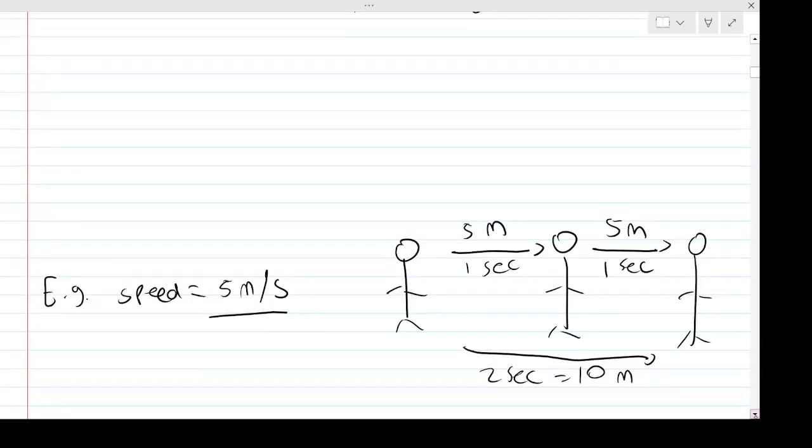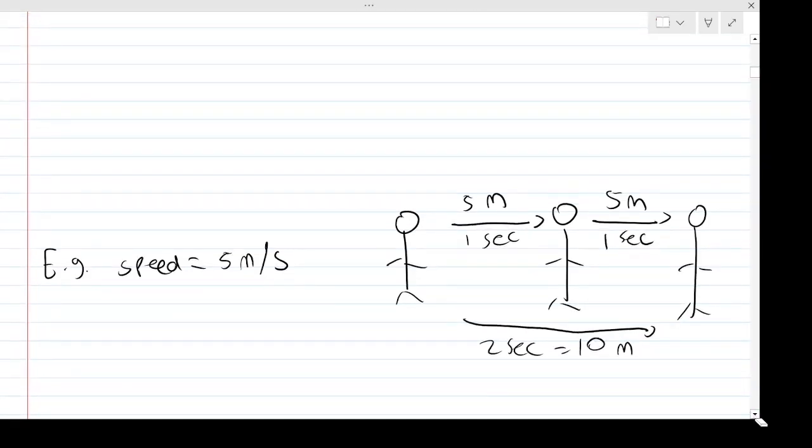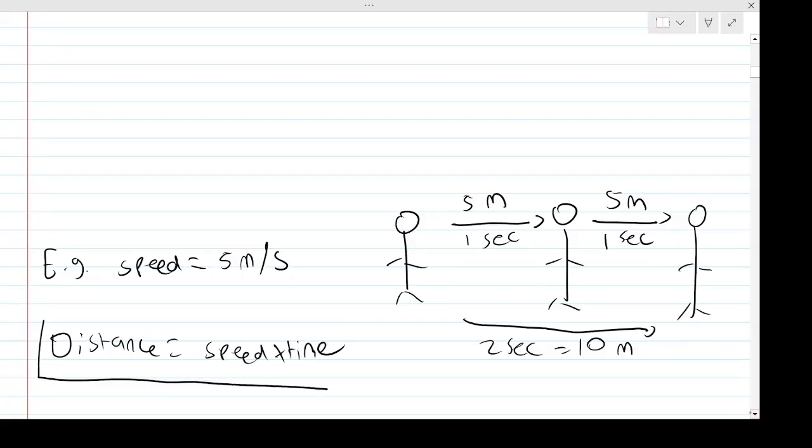This coincides with the speed distance time formula, which you should be very familiar with from GCSE, and that is distance is speed times time. We will be using that in this section. It might be a basic formula, but you still need to remember it. Hopefully you get the idea of what speed is: the speed tells me how much I'm moving every second, or every unit of time.